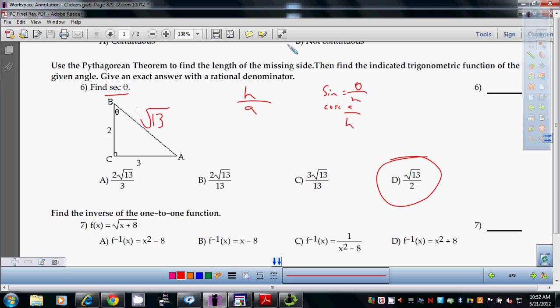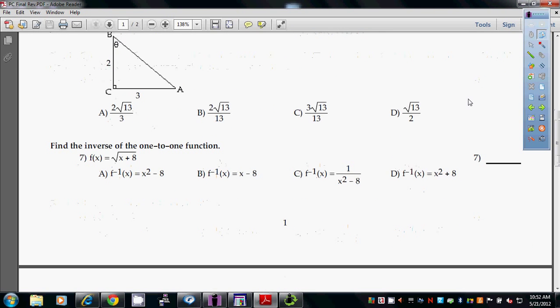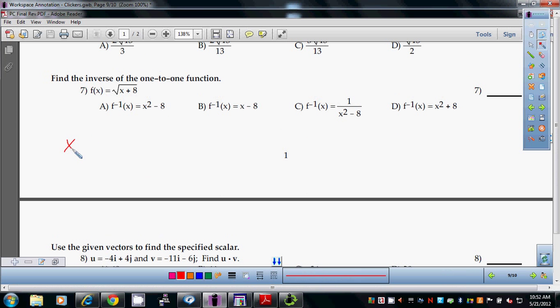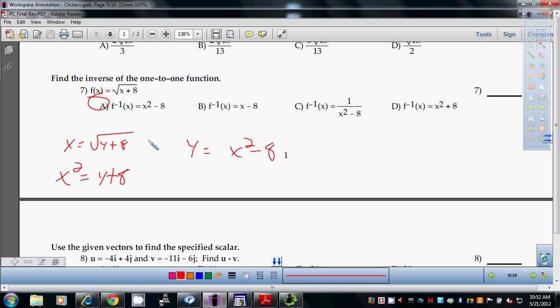All right. Moving on. Number 7. How do I find the inverse? That's right. And how did you do it? Square it. Okay, very, very good. Which would be A. Alpha. Very good. Flip your variable, solve for y. Question.